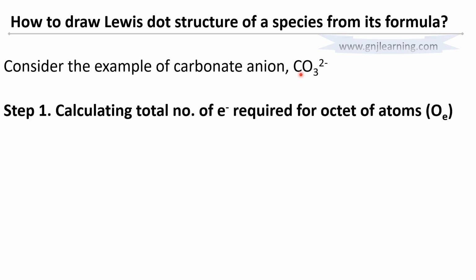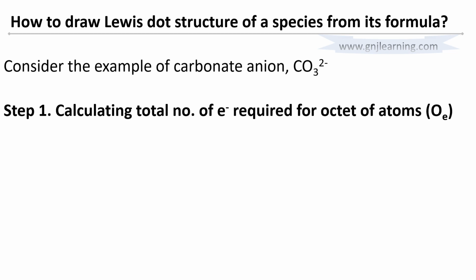So first I am going to calculate. According to the Kossel-Lewis approach, what is the reason for stability? The reason for stability is the octet, which means that each atom in the species must have 8 electrons. So if each atom wants an octet, how many electrons must be there? I have 4 atoms, and each atom must have 8 electrons. 4 into 8 is equal to 32 electrons. So the species must have 32 electrons.